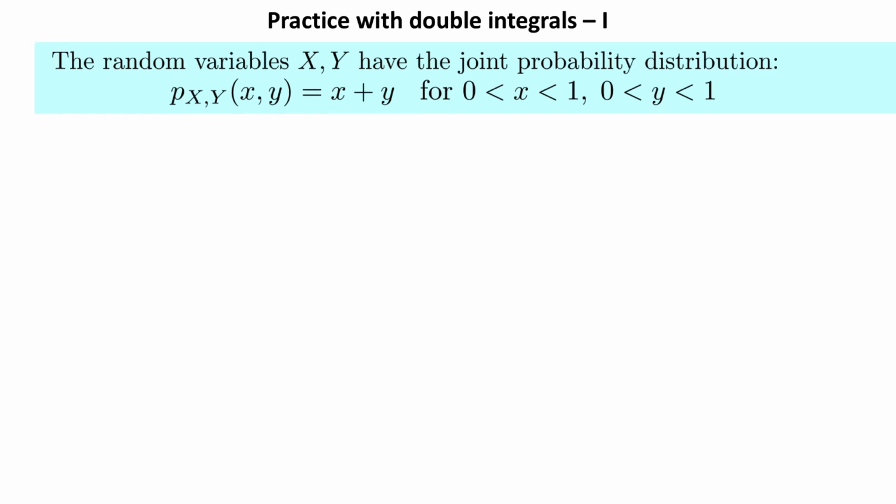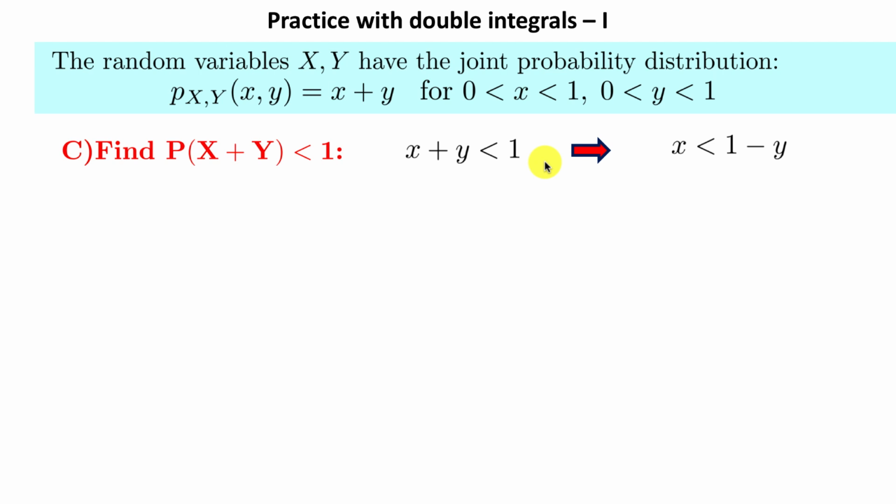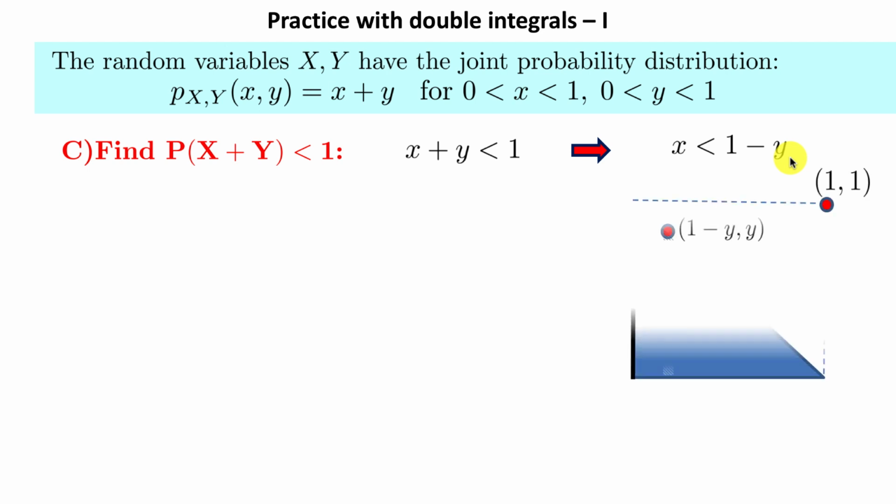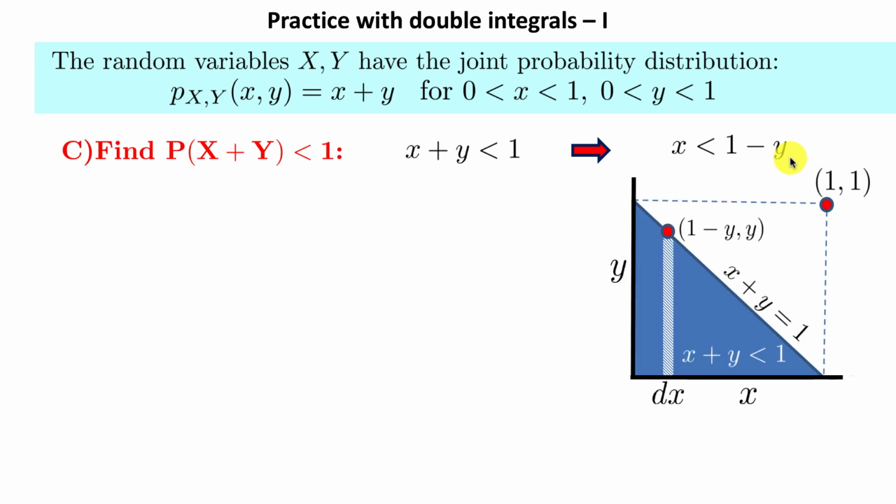That was fairly trivial. Now let's go on to ask, what is the probability that the random variable x plus the random variable y take values which are less than 1? In other words, in this region where x plus y is less than 1. Well, of course, if x plus y is less than 1, that means that x is less than 1 minus y, and it is best to picturize this. So here is what the picture looks like.